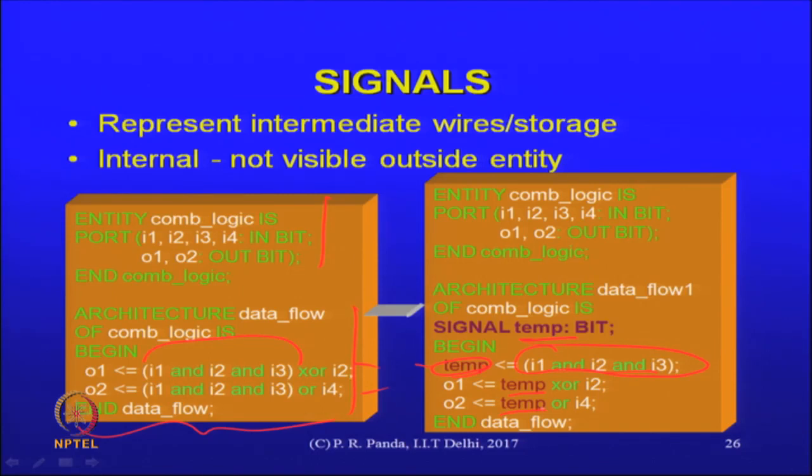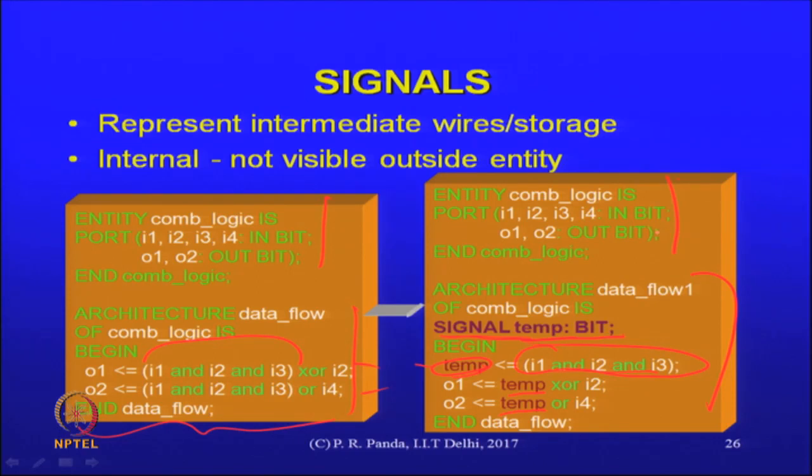Remember that the temp was supposed to be an internal signal, an internal object to this module, and should not be visible outside. That is accomplished through declaring temp as a signal within the architecture. So, the external world only sees the entity, it does not get to see temp at all, we get to see temp inside. So, it is written that it represents intermediate wires or storage. What does that mean, intermediate wire?